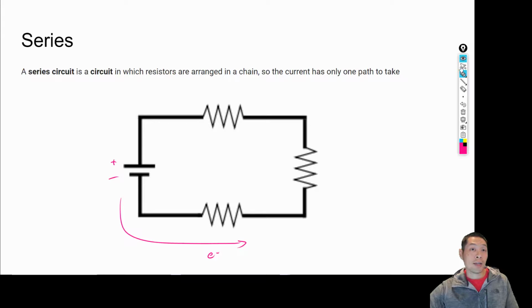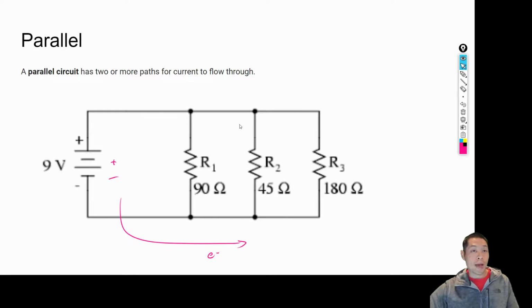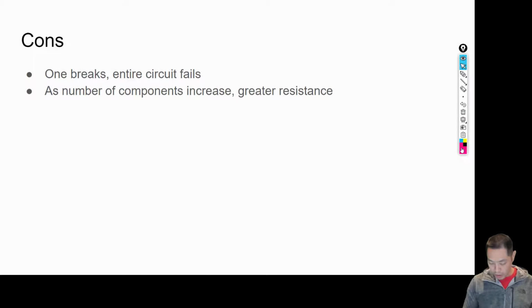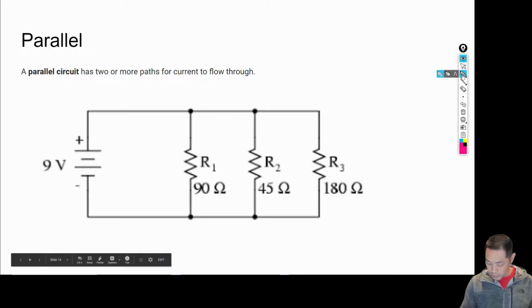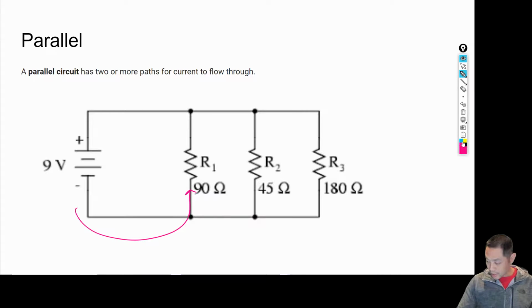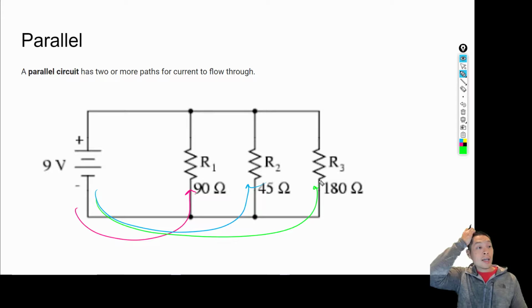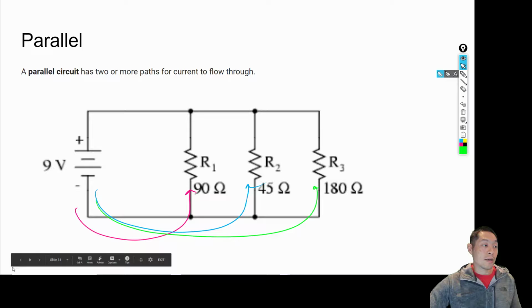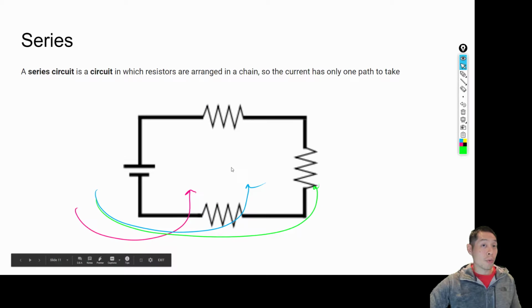Now on the other hand, parallel has multiple paths. So you'll look here, you have this one right here, then you have this one right here, and then you have this one right here. So in this case, you have three pathways. Electrons could choose, well, they don't choose, it's random, but they go through R1, R2, or R3, and that's it. Only one resistor in the parallel, while in the series, they're forced to go through all three. They don't have a choice. They can't just pick one or two.